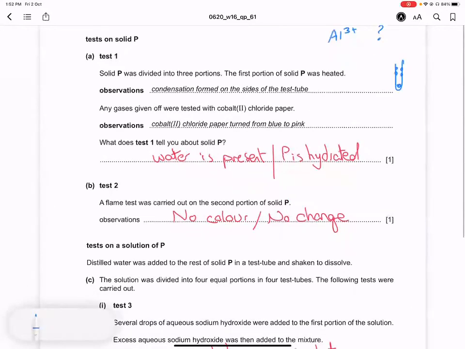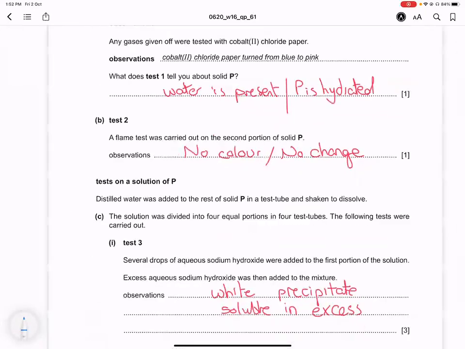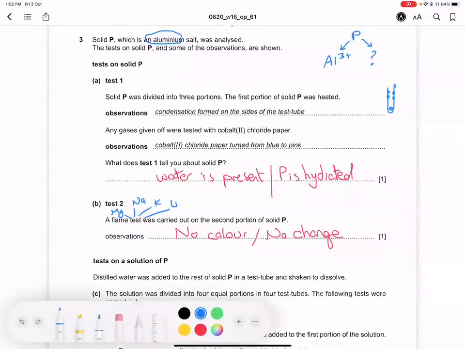Okay. Test 2, a flame test is carried out on the second portion of solid P. Flame test on an aluminium salt. We took a flame test for sodium, which was yellow, for potassium, which was lilac, for lithium, which was red, for magnesium, which was white blinding. We didn't take a flame test for aluminium. So observation: no color or no change. Even if you said the aluminium will glow, it's correct, but there is no flame color.